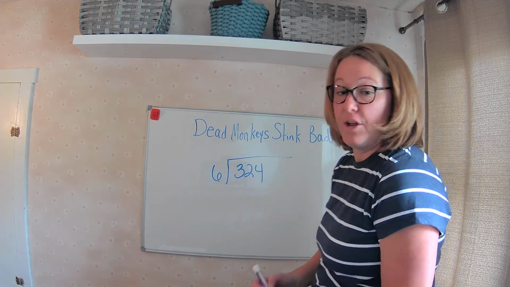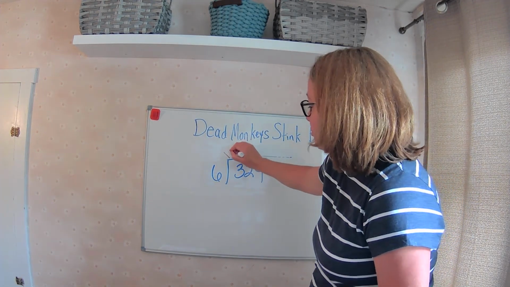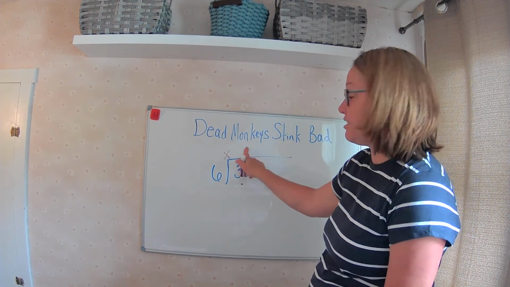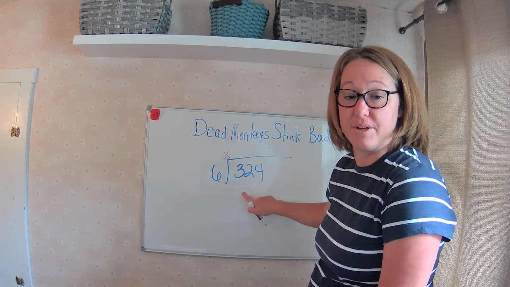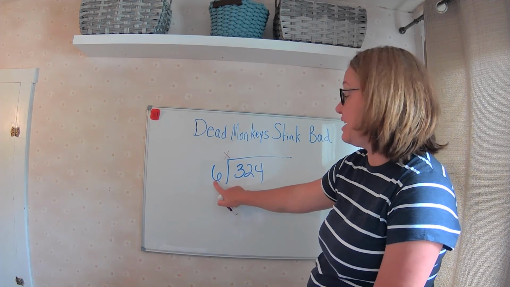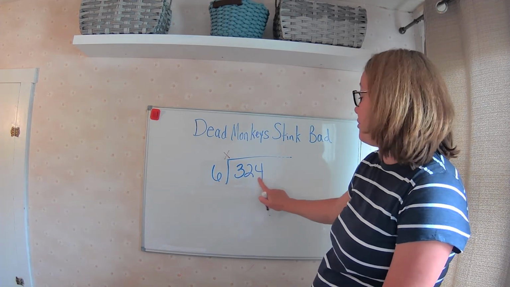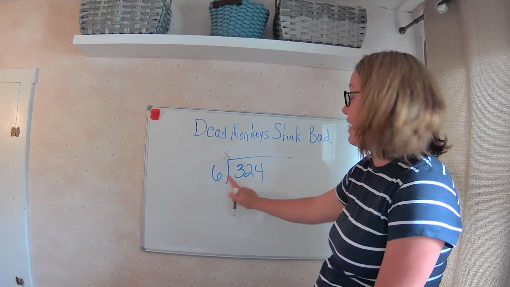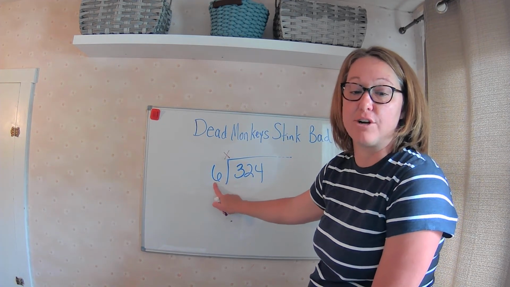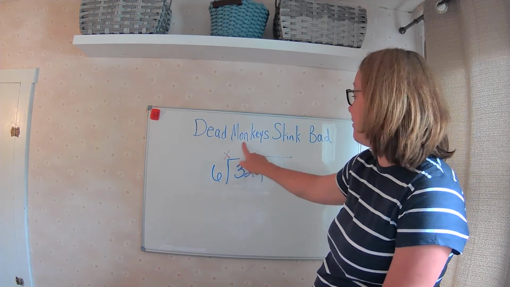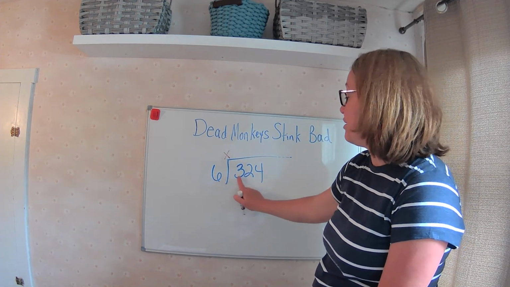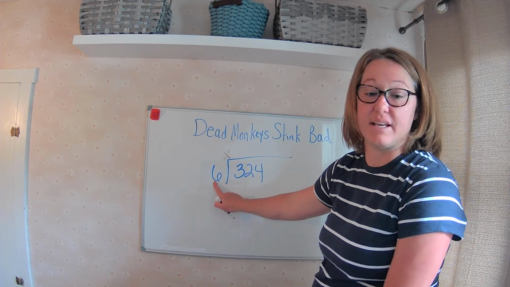So let's start. One thing I like to do is I like to put a little multiplication sign right there, just to remind me that this number times this number is going to be what I put here. All right, so we have 6. We have 324. That's going to be our dividend. And we're going to divide it by 6. That's going to be our divisor. Our final answer will be our quotient. So we're going to start with 3 divided by 6.